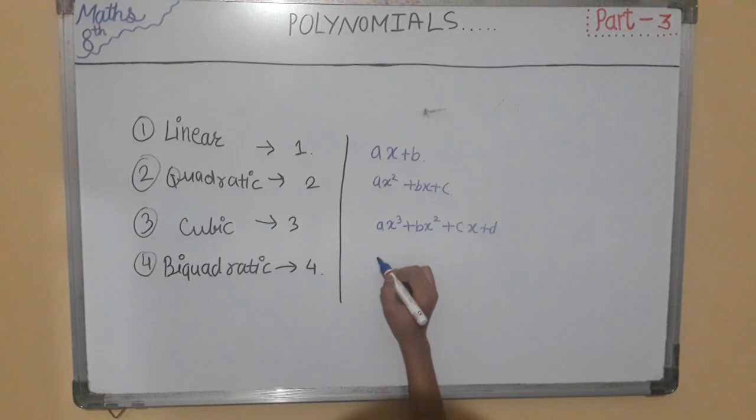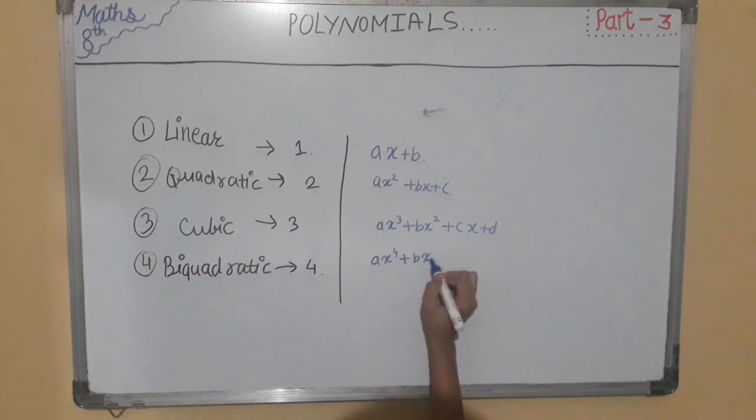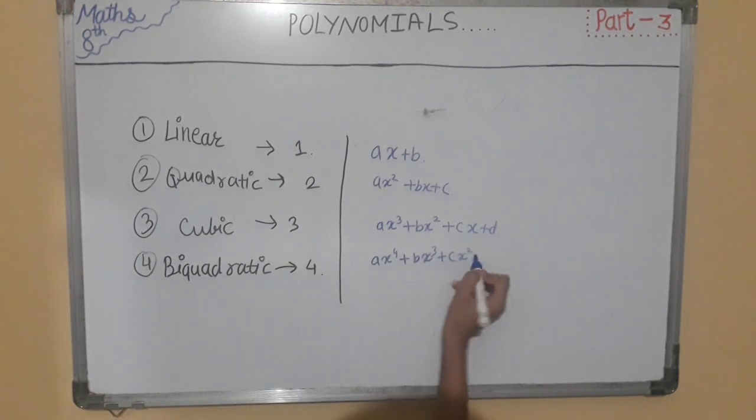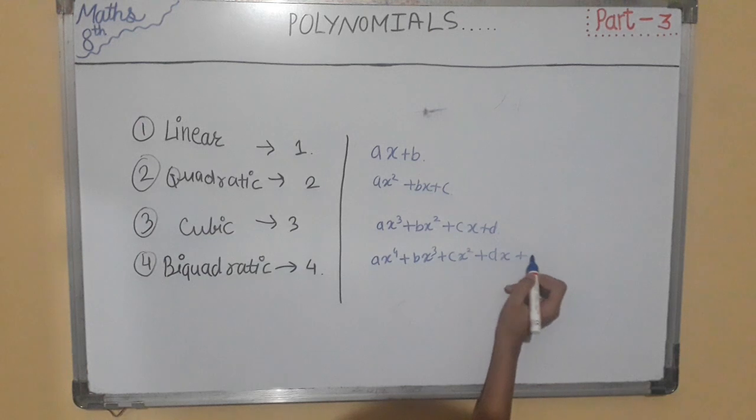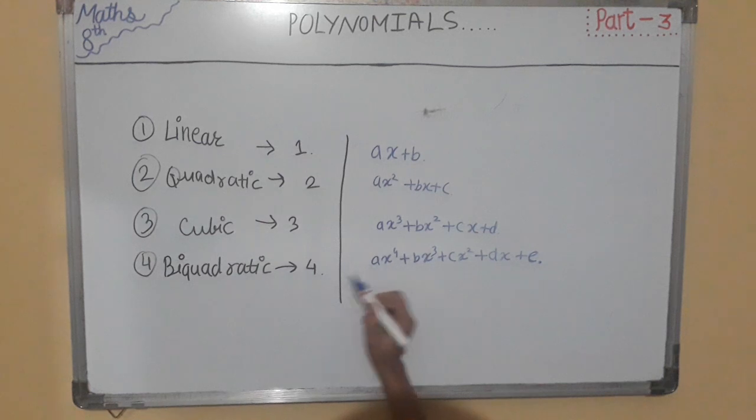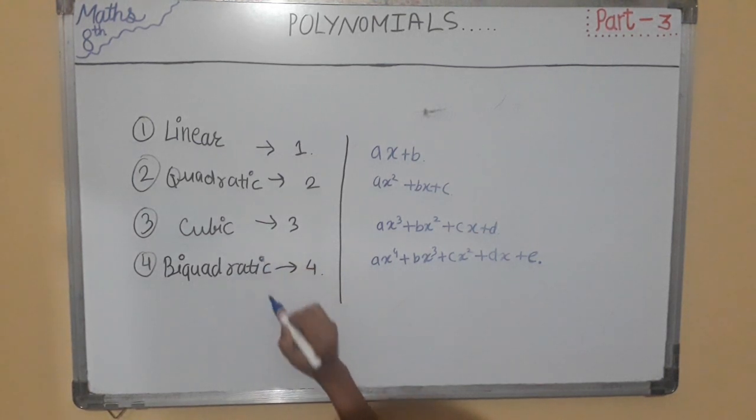In biquadratic the example is ax raised to 4 plus bx cube plus cx square plus dx plus e. Here x is the variable, a, b, c, d, e are the constant terms and the degree of the polynomial is 4. Like this we have completed the classification of polynomials.